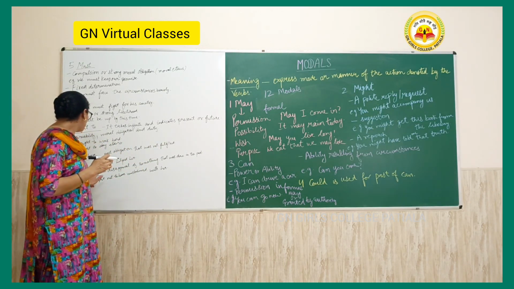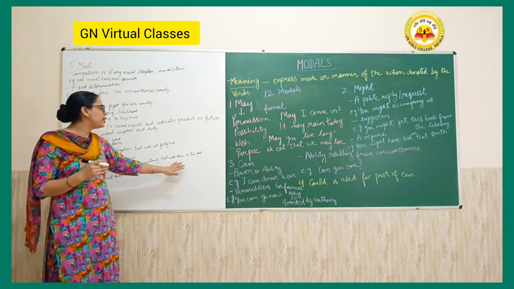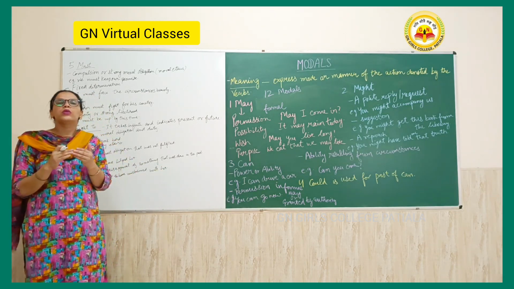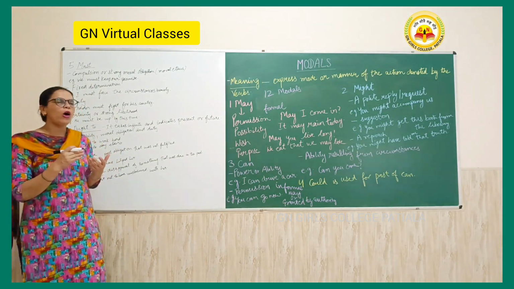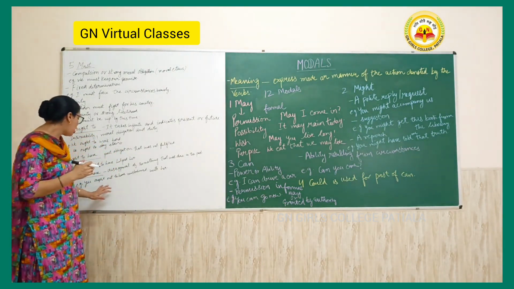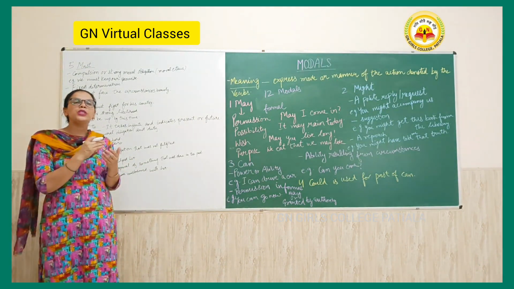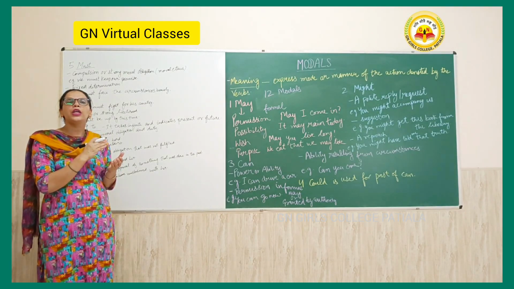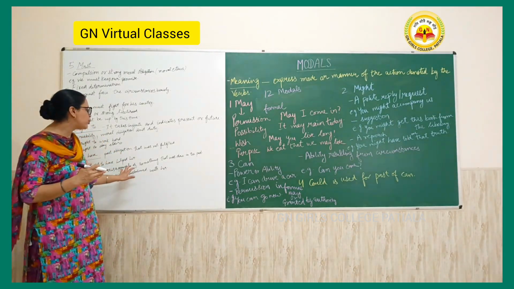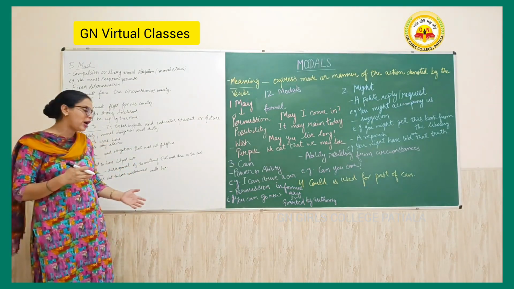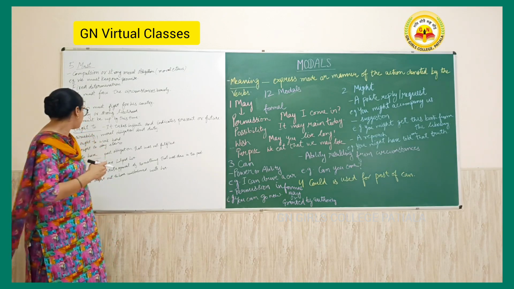Next, ought not to have means disapproval of something that was done in the past. Something happened in the past and we express disapproval of that. For example, you ought not to have misbehaved with her. Someone misbehaved with her, but he or she should not have misbehaved with her. So this is the disapproval of the action which was done in the past. You ought not to have misbehaved with her.